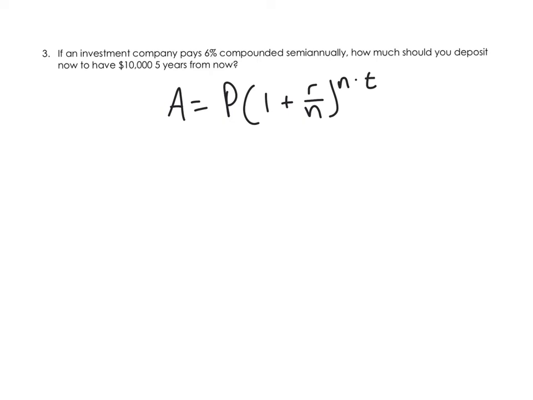what we need to plug in, an easy one is that we know our rate is 6%, so that's going to end up being 0.06. Remember, we need to change that to a decimal. It's compounded semi-annually, so that's what our n is. Semi-annually, if we think back to our last slide, would be twice a year. We're going to look at it over a 5-year period, so time is 5.